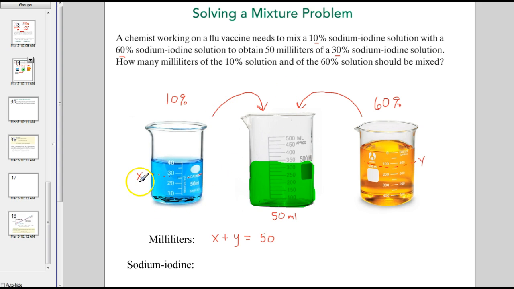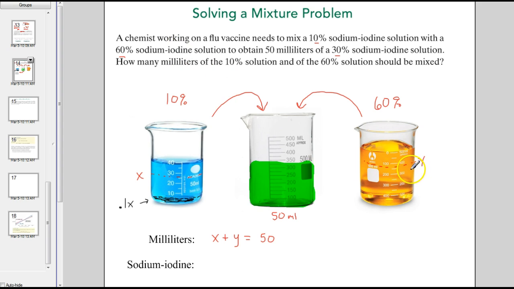Well, that's 10% of whatever the amount X is that's going to go into here. So whatever X is, 10% of X goes into the mixture to become sodium iodine. So 10% of X, written as a decimal, is 0.1 times X, which is the amount of sodium iodine from the X value coming from this beaker that's going to go into the mixture. And then likewise over here, 60% of this mixture is sodium iodine.